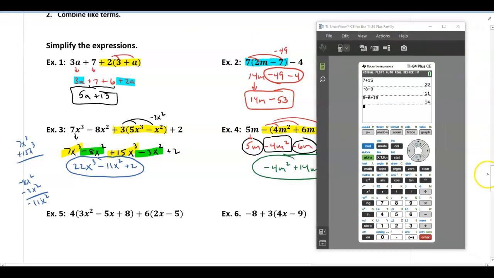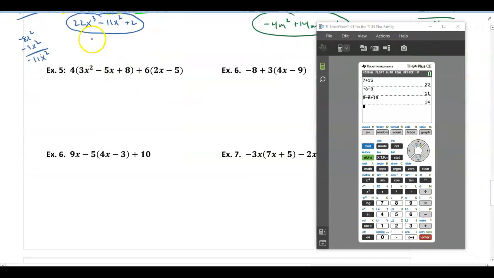Number 5. Okay? First I look, do I have any parentheses to get rid of? I have to distribute here, and I have to distribute here. So 4 times 3x squared gives me 12x squared. 4 times negative 5x, so 4 times negative 5, right, gives you negative 20. So minus 20x. 4 times 8 is 32.